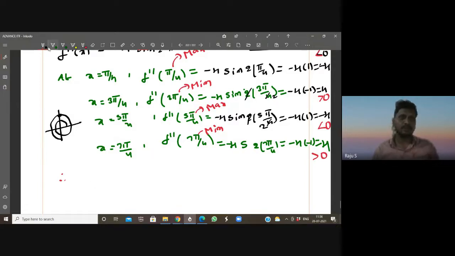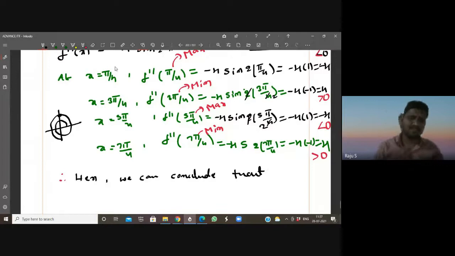So now I'm going to write here. Hence, we can conclude that, by the second derivative test, at x is equal to pi by 4, the function attains the maximum value, and at x is equal to 5 pi by 4, the function attains maximum value. Finally, you have to write there.